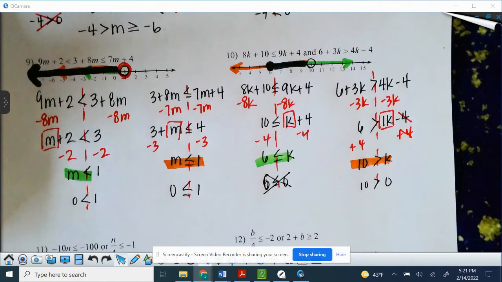It's just the overlap. All right, guys, that's it for your examples on and compound inequalities. See you for ORs in a bit.